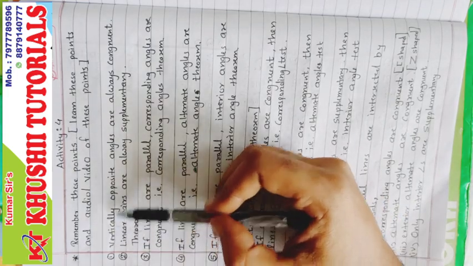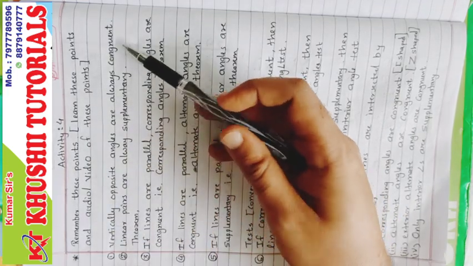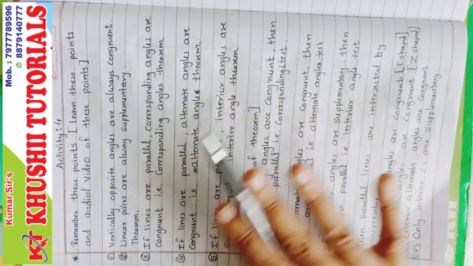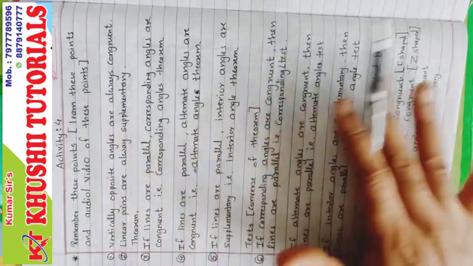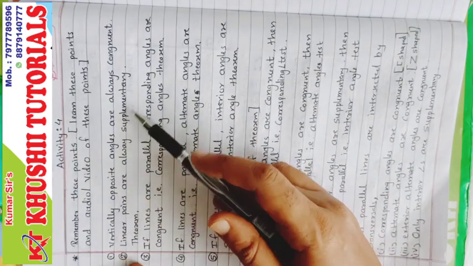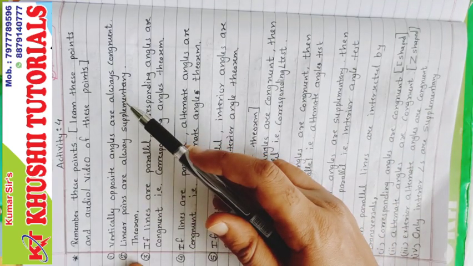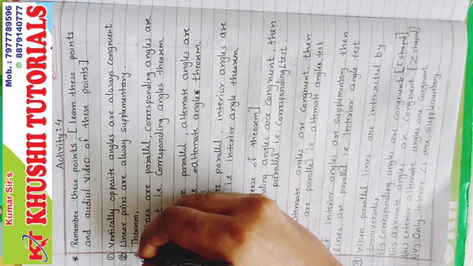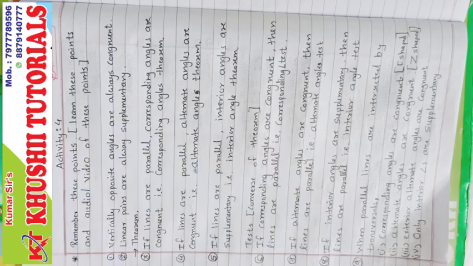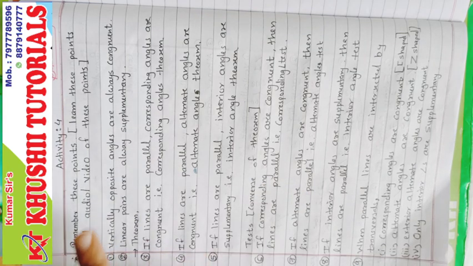We know vertically opposite angles are always congruent. Whether lines are parallel or not, vertically opposite angles are always congruent. Linear pairs are always supplementary. It means whether the lines are parallel or not, linear pairs are always supplementary. Now we are talking about theorems. There are 3 theorems related to parallel lines.